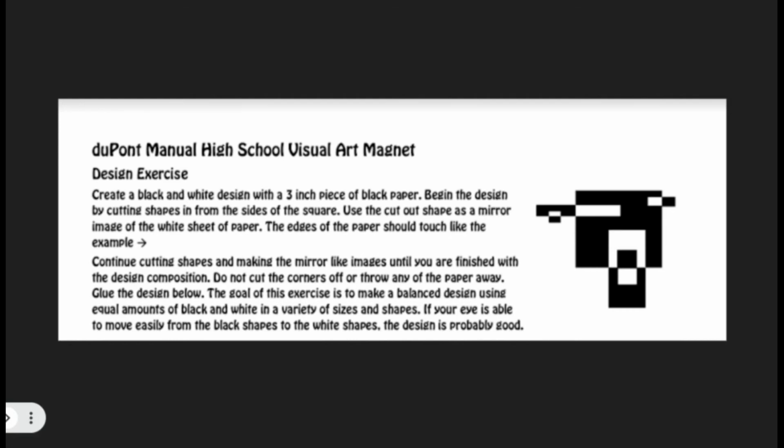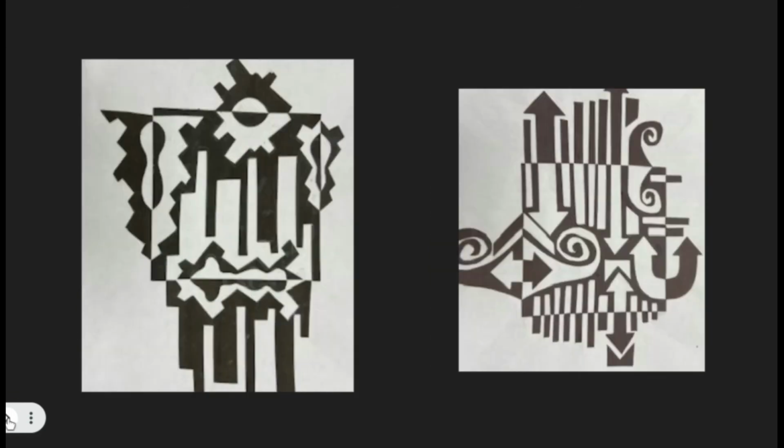Your third exercise is a design exercise. You will use a 3-inch piece of black paper on white paper. You can cut shapes out of your square of black paper and mirror them on the white paper to create a complex design. The more intricate and detailed, the better. We are looking for high levels of craftsmanship as well as an even balance of positive and negative space. Again, the more creative, the better.